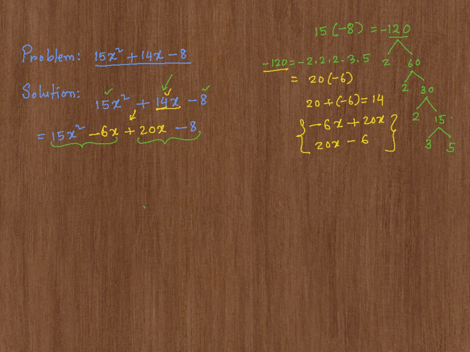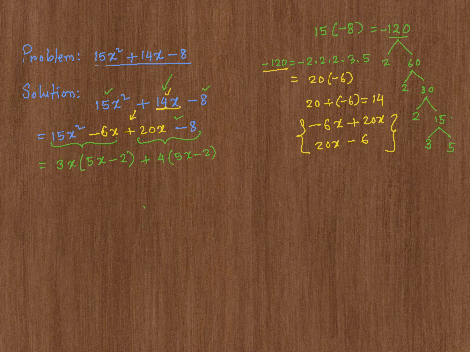This is the first and second group. Now I'm going to factor things out in the first group. What can I factor out? I can factor out 3x. 3x goes into 15x squared 5x times, and 3x goes into 6x twice. So it's 5x minus 2. From the second group, I could factor out a 4. That's going to give me 5x minus 2.